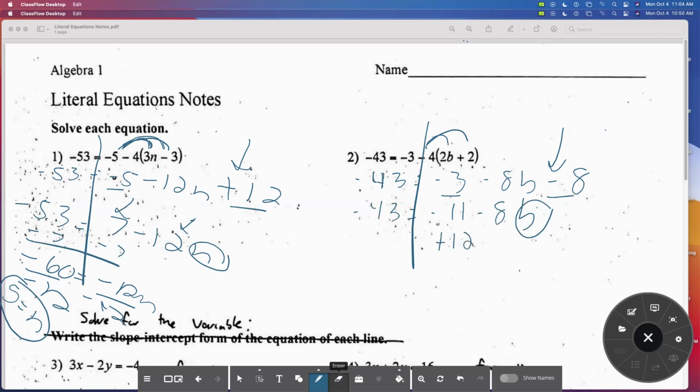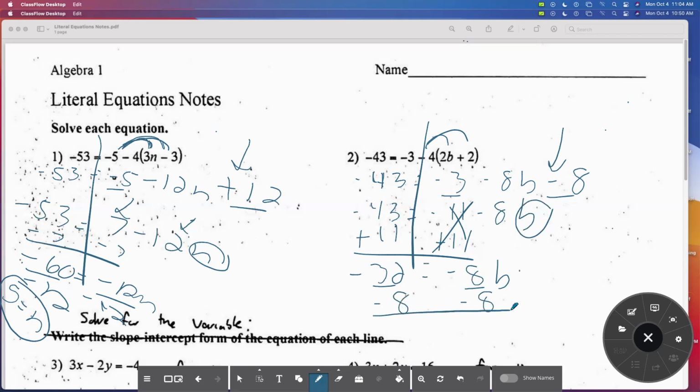The -11. Now, for some reason, I decided to add 12, and I have no clue why. So I'm going to go ahead and erase that and add 11 to both sides because I'm trying to cancel out that -11. Now, -43 plus 11 is a -32, which is equal to -8b. Finally, dividing by -8 on both sides, you end up with +4 is equal to b.